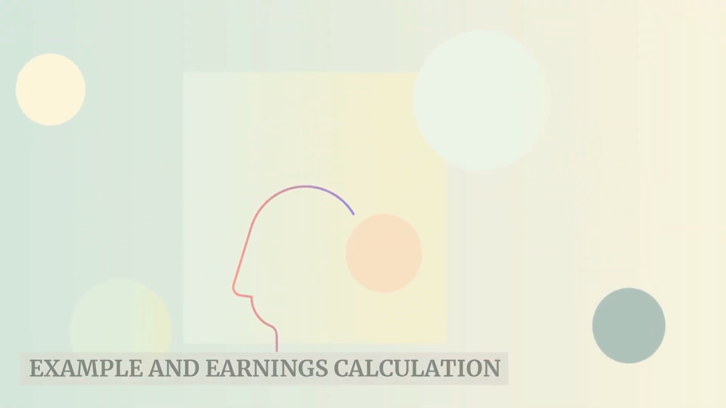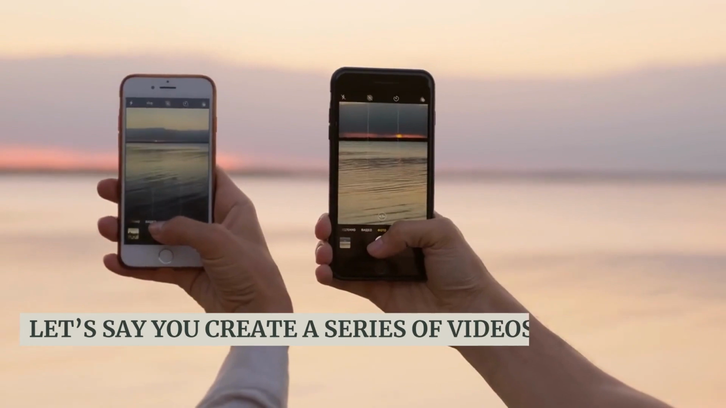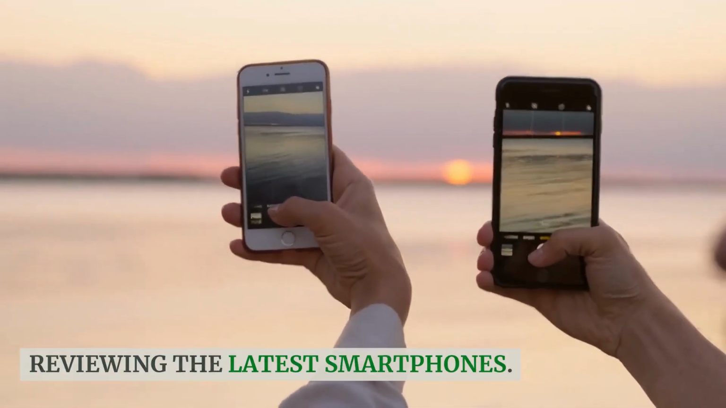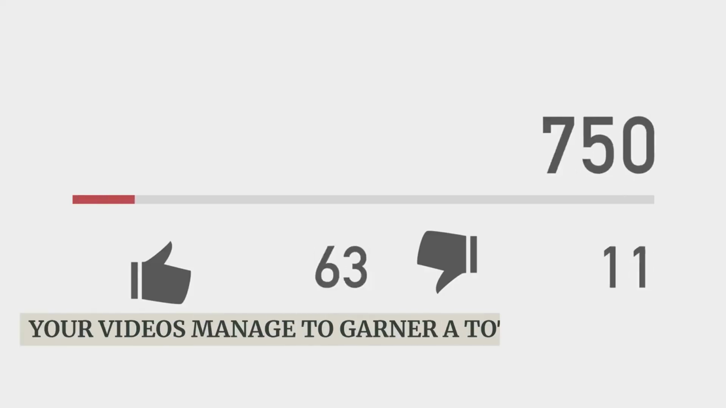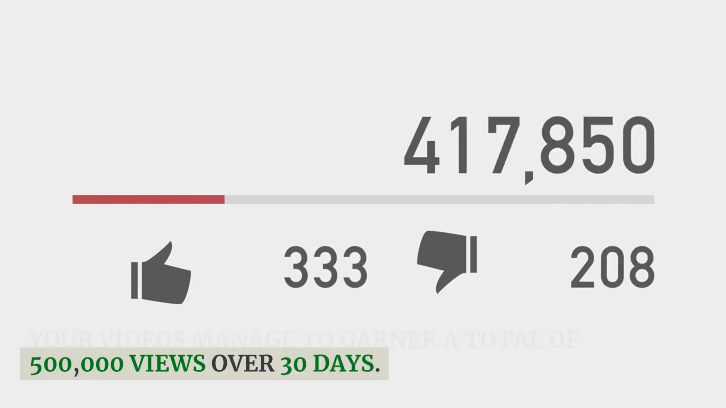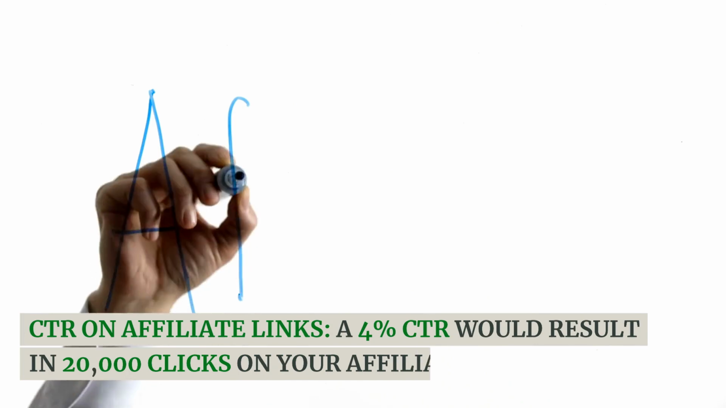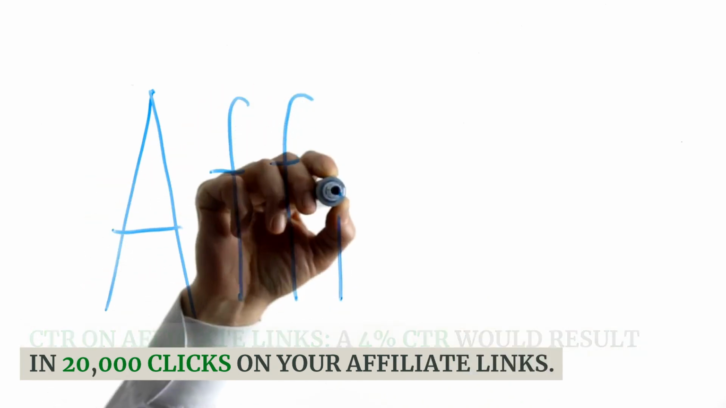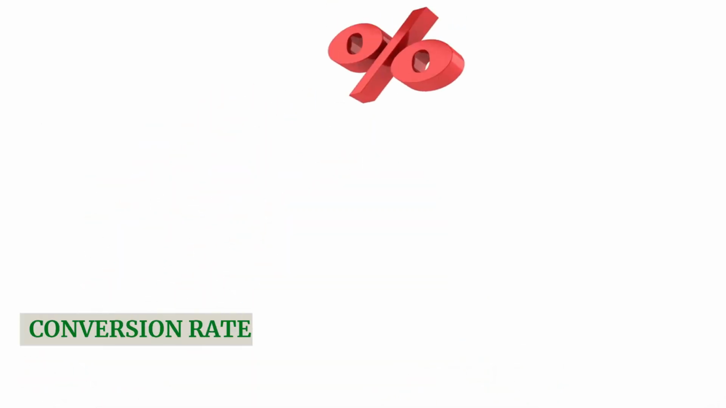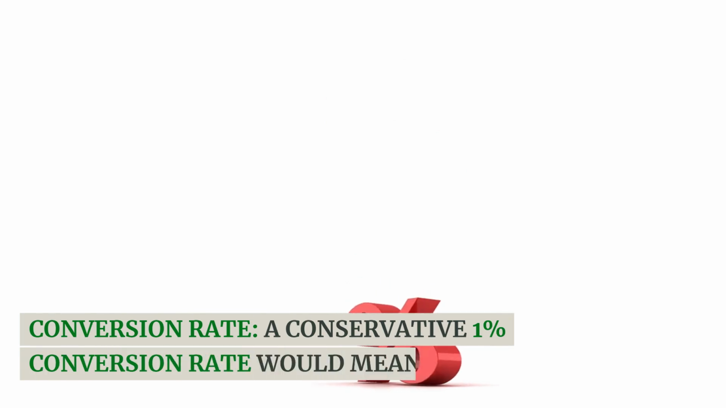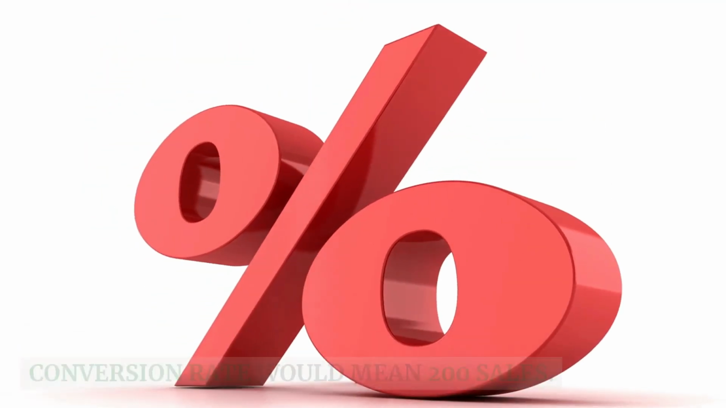Example and earnings calculation. Let's say you create a series of videos reviewing the latest smartphones. Your videos manage to garner a total of 500,000 views over 30 days. Click-through rate on affiliate links. A 4% click-through rate would result in 20,000 clicks on your affiliate links. Conversion rate. A conservative 1% conversion rate would mean 200 sales.